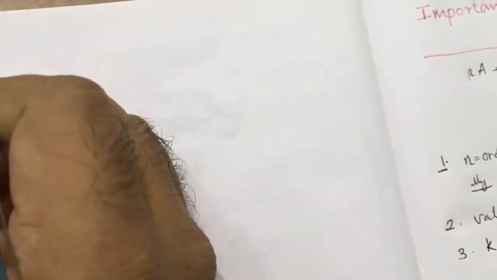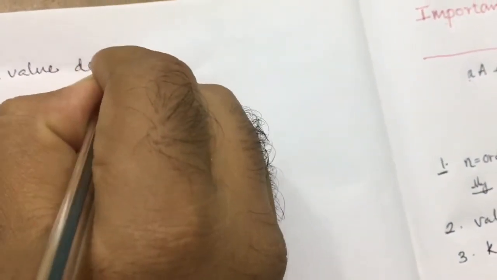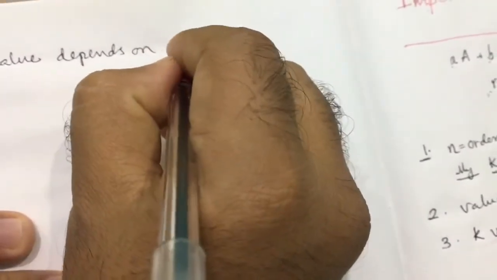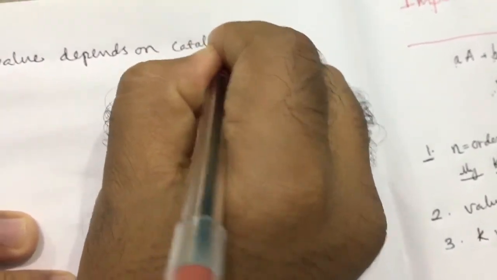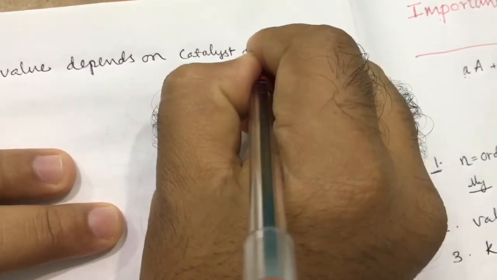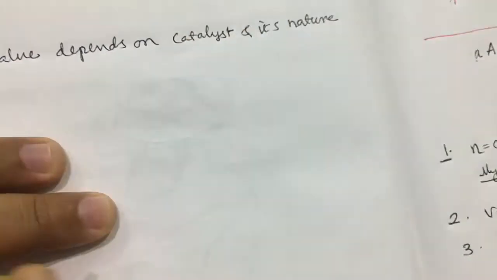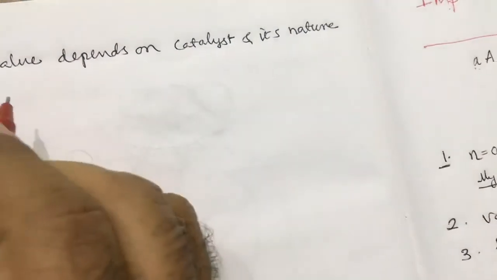Then the next point, the seventh point. In this seventh point, the k value depends on the catalyst also and its nature. The K value depends on the catalyst and its nature.